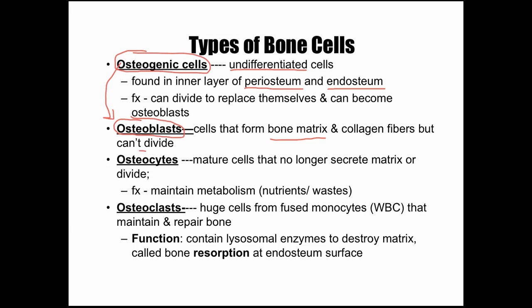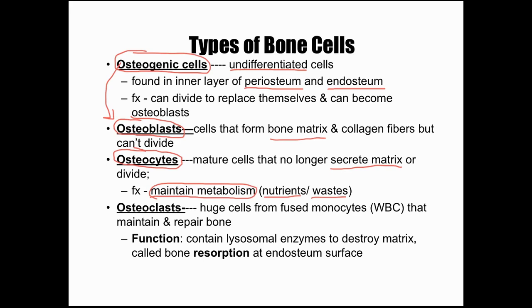You also have what's called osteocytes. Those are a different type of bone cell. These are mature cells. They cannot divide. They no longer secrete the matrix. That's the material that makes your bones nice and hard. And one of their functions, they help to maintain the metabolism in your skeletal system, which is basically use the nutrients, release the wastes.